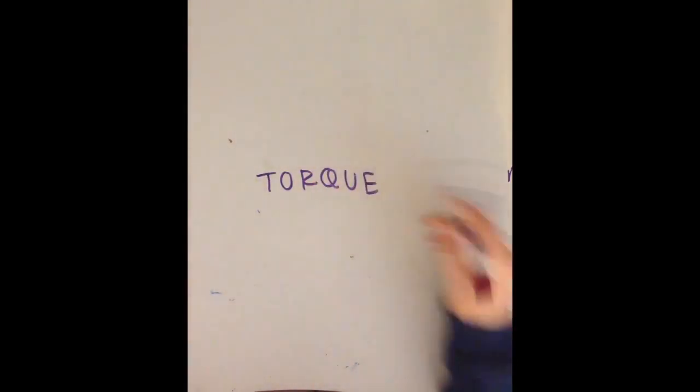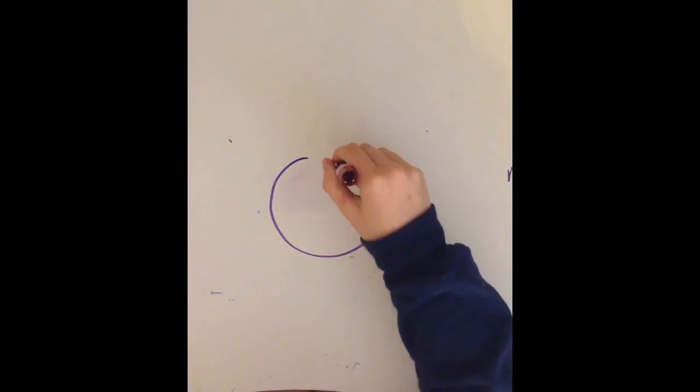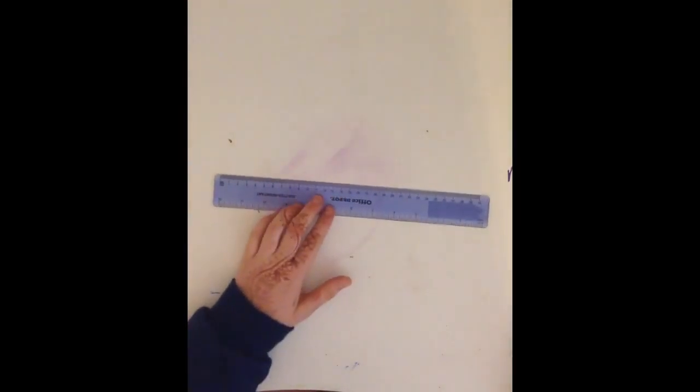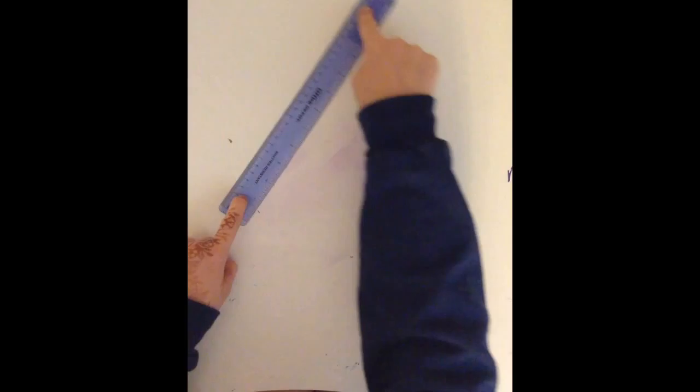So today I'm going to talk to you about torque. Now, what is torque? Well, torque is a force that tends to cause rotation. Here's a visual. If my left finger is the fixed point and my right hand is the force, my hand is causing the ruler to rotate.